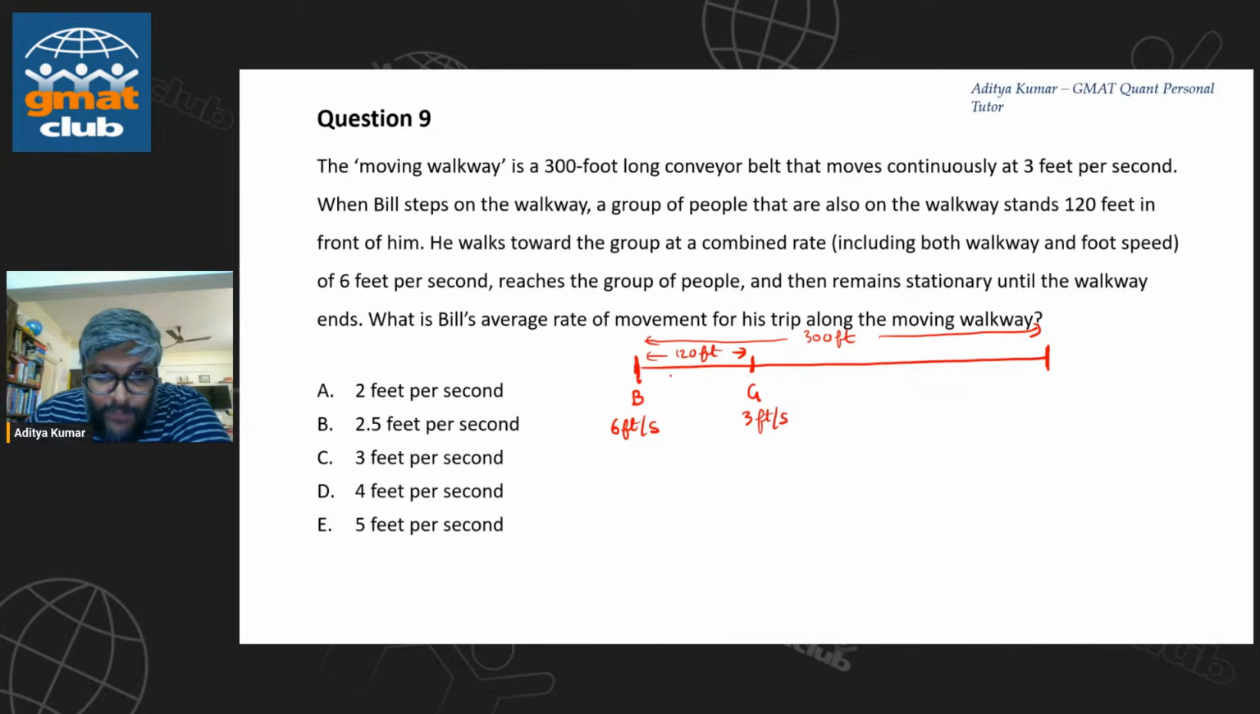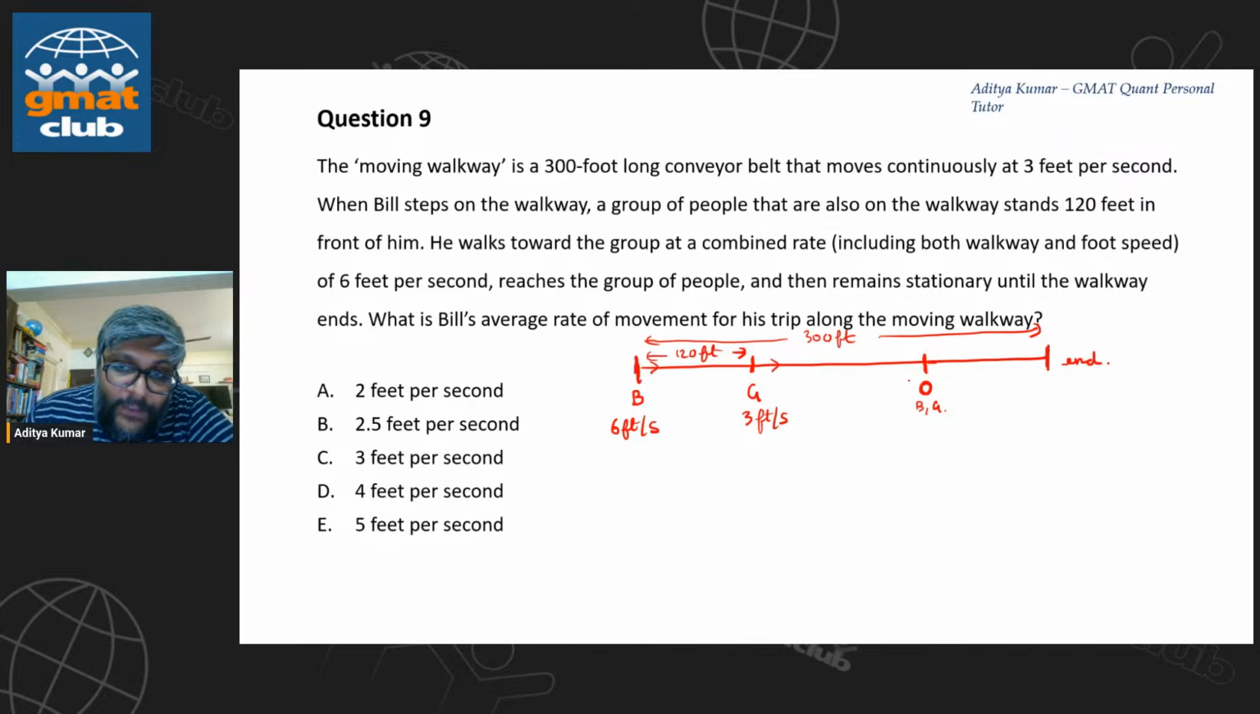Since both of them are moving in the same direction, Bill is obviously moving faster. He's going to catch up to the group first. Let's call that point O. He catches up to the group at this point, and then he remains stationary. He travels with the group from this point until the walkway ends. So this is the end of the walkway. What else do I have? What is Bill's average rate of movement for a trip along the moving walkway? So I need the average speed. For average speed, I need the total distance traveled by Bill divided by the total time.